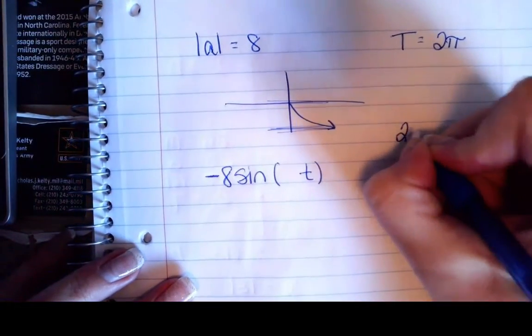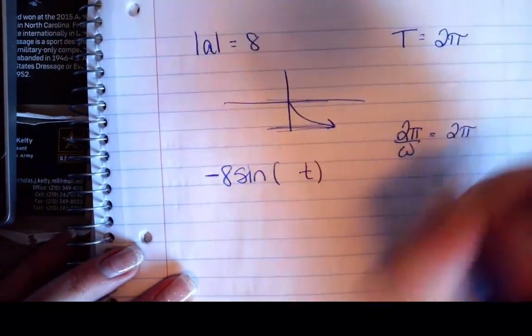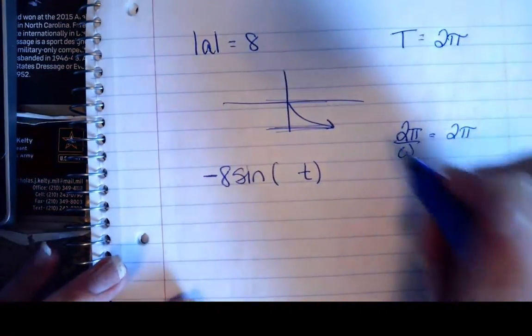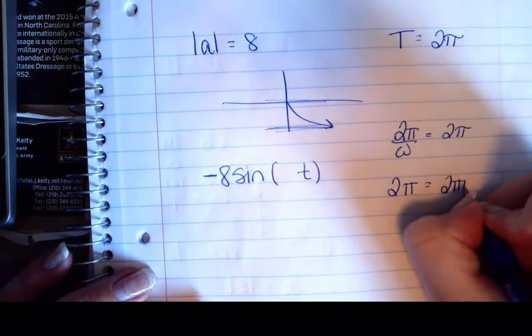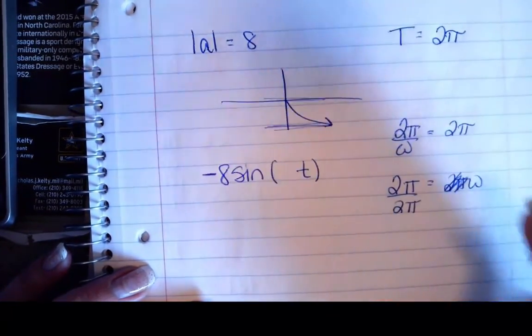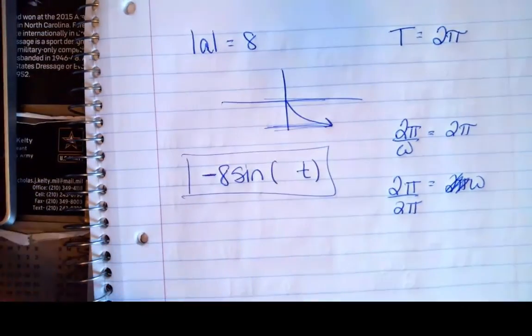So I know that 2 pi over omega is the same thing as 2 pi. So omega is going to be 1, but just in case you don't see that yet, we've got 2 pi equals 2 pi times omega. Divide both sides by 2 pi. And omega must be 1. So that's your final answer.